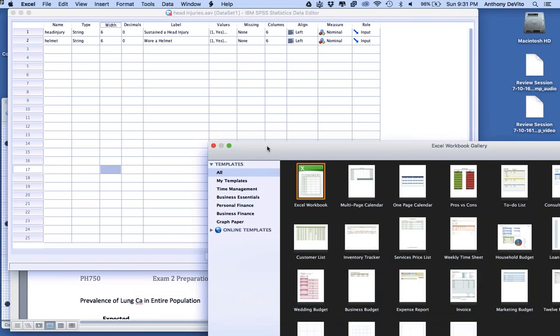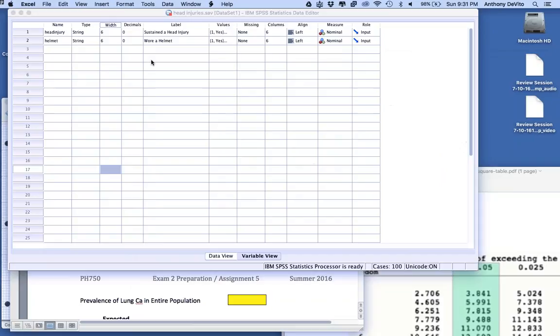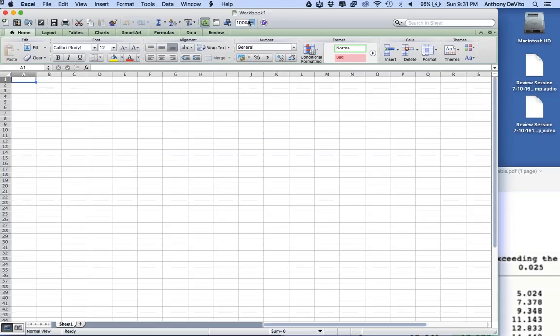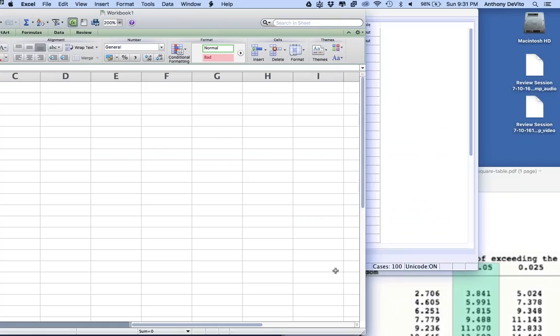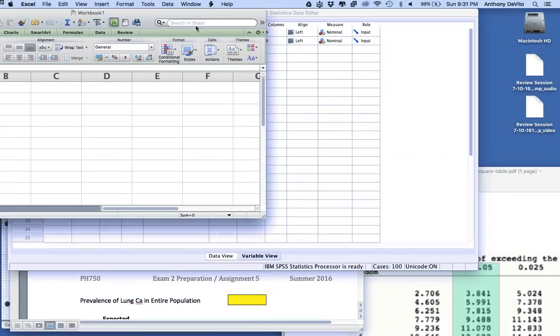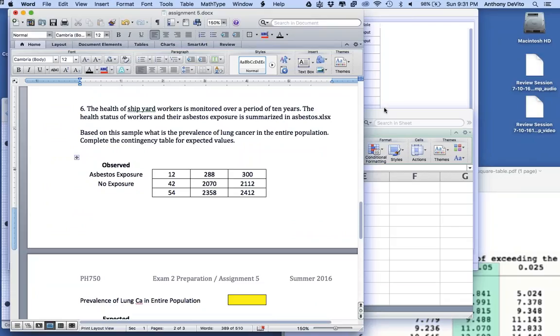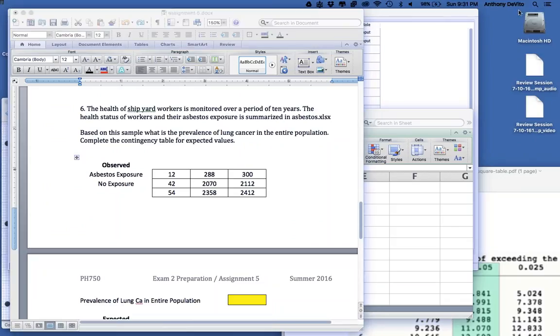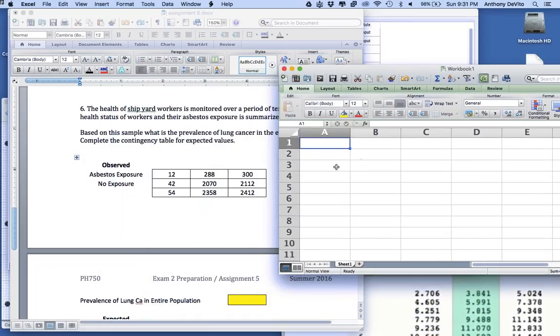I'm going to open up Excel. You actually could have done this even without Excel. Let me make this bigger so we can see it. Okay. Let me get that number here. Okay, so I'm going to say asbestos exposure.